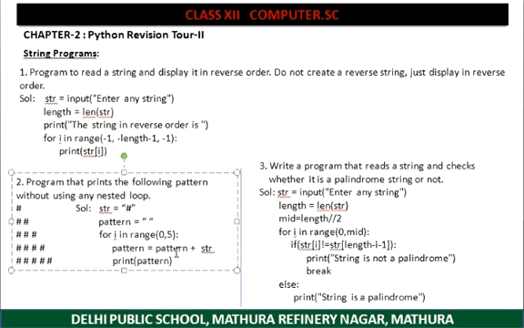Pattern is equal to pattern, here empty, plus str. So pattern is equal to empty plus hash, and it will print the hash one time. Now the value of I becomes 1. Pattern is equal to pattern, which contains hash, plus str, the value of str is hash, so it will print 2 hash. Now the value of I becomes 2. Pattern contains 2 hash plus hash of str, so 3 hash. Likewise, it will print the format.